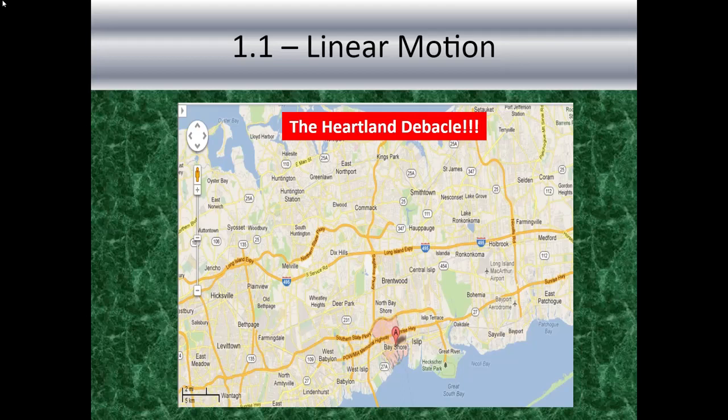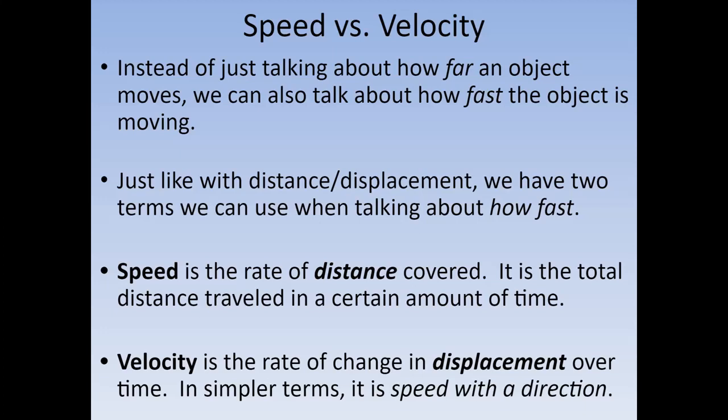All right, the next part of the kinematics is where we're going to start talking about how fast an object moves. We already talked about these terms. We can either measure how fast an object moves by using what's called speed or talking about the velocity. Just like with distance and displacement, one of these is a scalar term, the other one is a vector term. Speed is defined as the rate at which distance is covered.